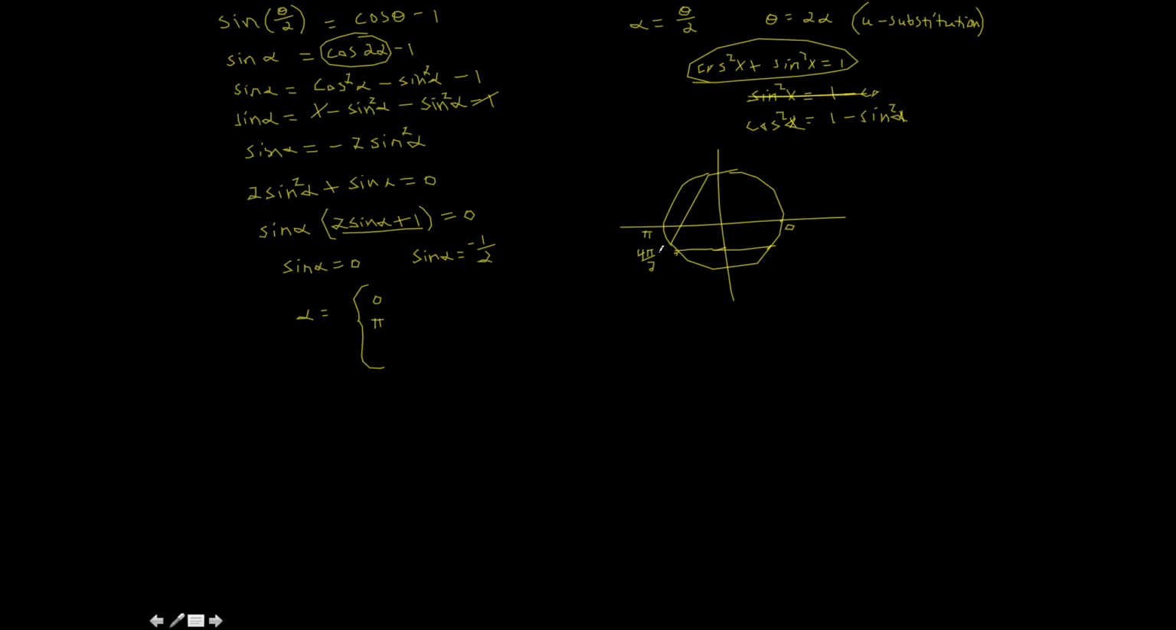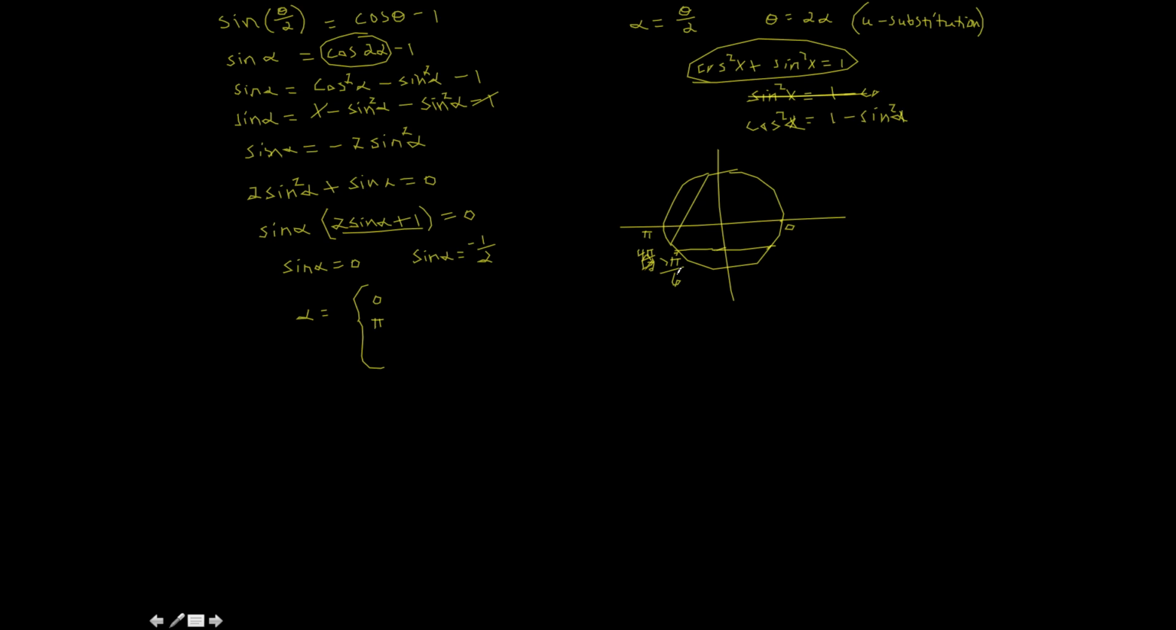Pi over 3. Excuse me, not 4 pi over 3. I'm looking at the wrong problem. What is that going to be again? We're 30 degrees from 180. So that is going to be 7 pi over 6. Sorry about that.